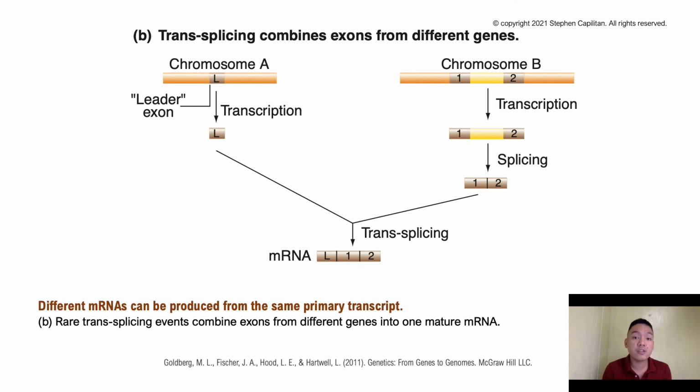So we have chromosome A and chromosome B. This is the leader exon, and this one is chromosome B with exons 1 and 2. So chromosome A and chromosome B and all of their exons, leader and 1 and 2, are being joined together into one mature mRNA, and they are coming from different genes. So that's what we call trans-splicing. Trans means coming from a different source, getting an mRNA strand out of chromosome A and B.